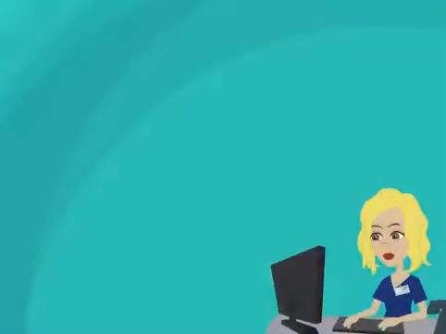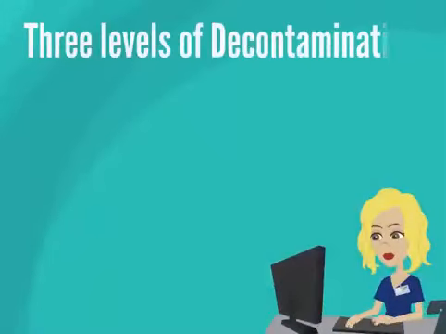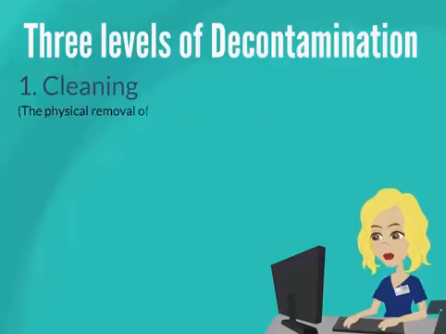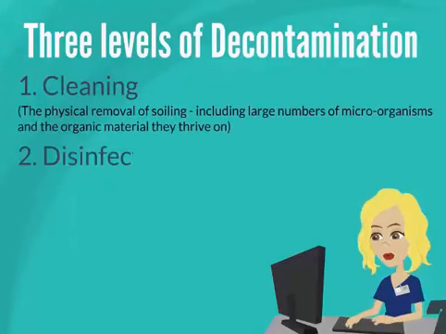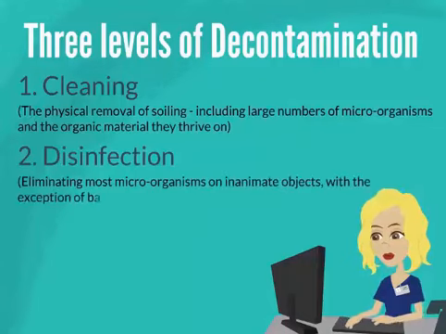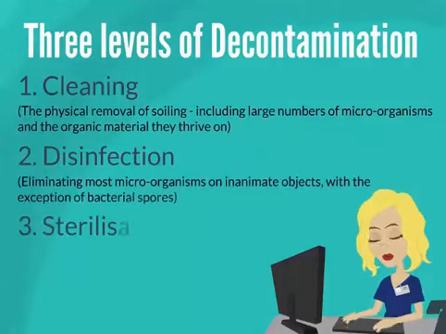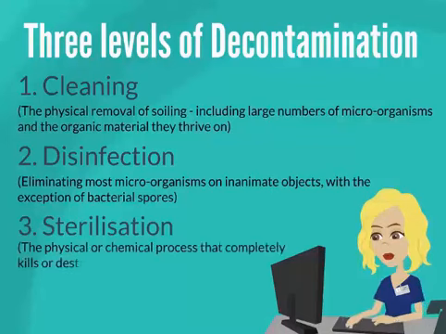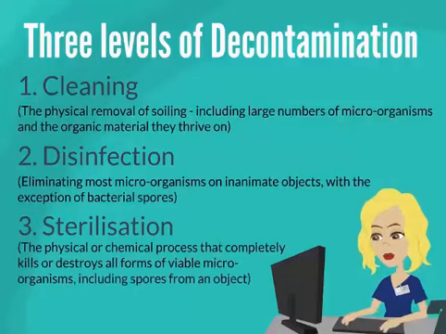There are 3 levels of decontamination. The first is cleaning, which is the physical removal of soiling. The second is disinfection. This is eliminating most microorganisms on inanimate objects. The third is sterilisation, and this is completely killing or destroying all forms of viable microorganisms.